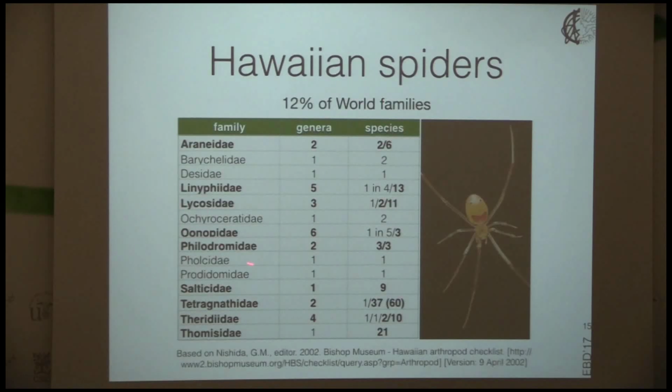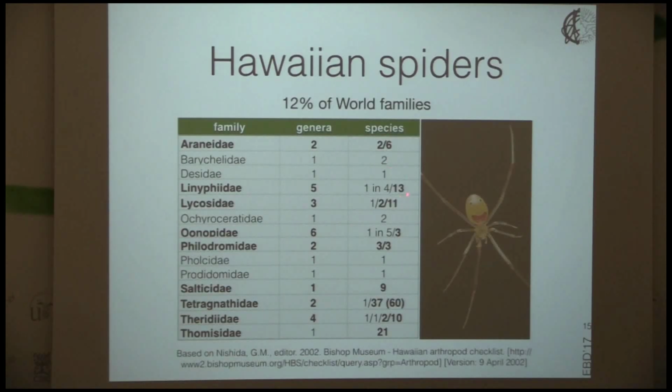So look at that. In Hawaii, we only have 12% of the world families represented, okay? Which means that only 12% of the families were able to make it to Hawaii. Well, Hawaii is very far away. It's 4,000 kilometers from the nearest continental area. And here we have the list of families. It doesn't matter. You have the number of genera here. The only point here is that you can see that some of the families, and this is not a clear pattern of ecological role, but some of them were able to arrive and also to diversify within this island.